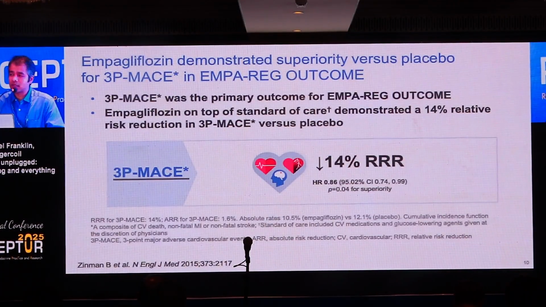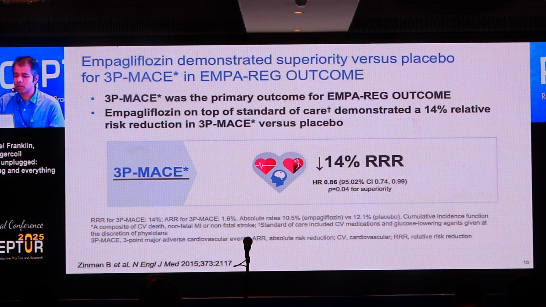This was the first trial with an SGLT2 inhibitor which showed a significant improvement in cardiovascular outcome. This is the EMPA-REG outcome trial, which was published in 2015. The 3-point MACE was the primary outcome, the 3 points being cardiovascular death, non-fatal MI, and non-fatal stroke. Overall, a 14% relative risk reduction was observed in this trial. You might wonder, this was just 14%, is this a robust decrease? So what is the significance?